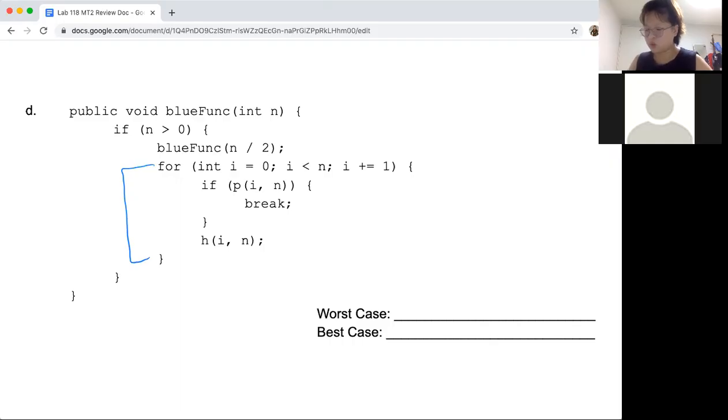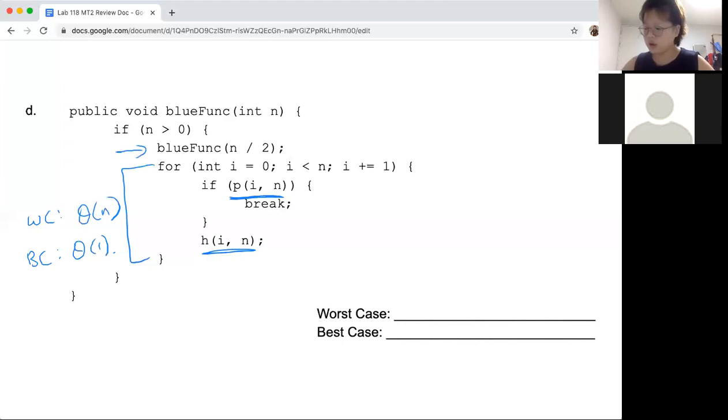So again, we can say the worst case is when P of i_n always evaluates to false, making us go through every iteration of the for loop, which is going to result in theta n amount of work for the recursive case, excluding the recursive call. And the best case is when P of i_n always evaluates to true, in which case we're just going to break out of the for loop the first iteration, and so that's going to give us a constant amount of time. And again, assume that h of i_n is a constant time call, and so it's not going to affect our runtime very much.